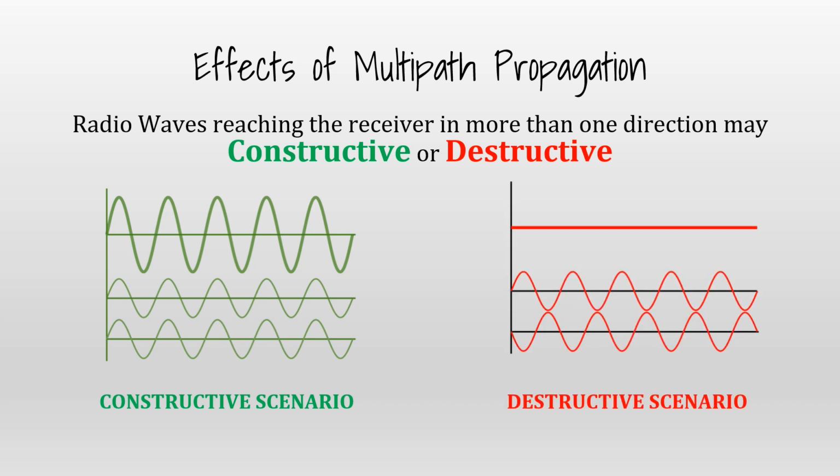The other is destructive. Coming to destructive, we have out-of-phase signals. This is signal 1 and this is signal 2. These two signals are out of phase. If these two signals are added up, because the ideal receiver will add the signals whatever it is receiving, it will not give any signal. So constructive will have in-phase signals and destructive will have out-of-phase signals. This is about the effects of multipath propagation.